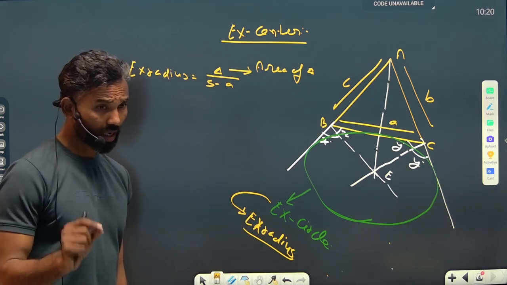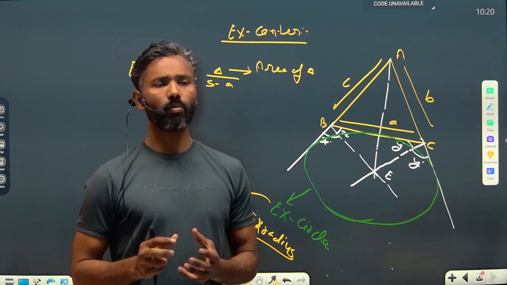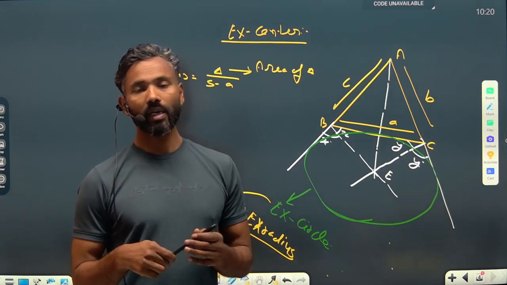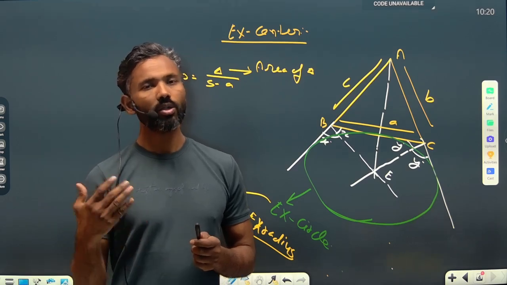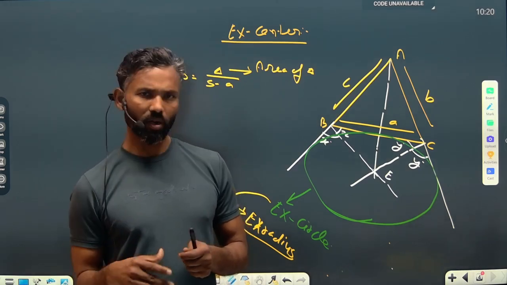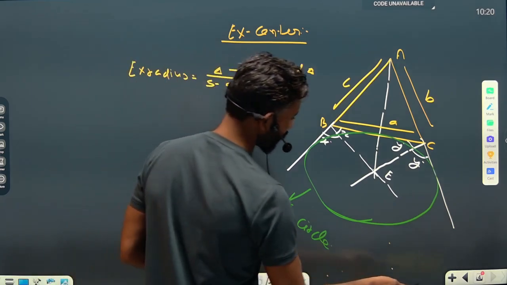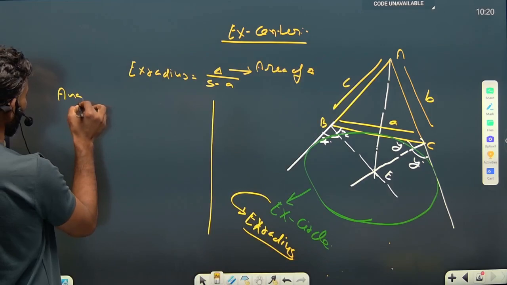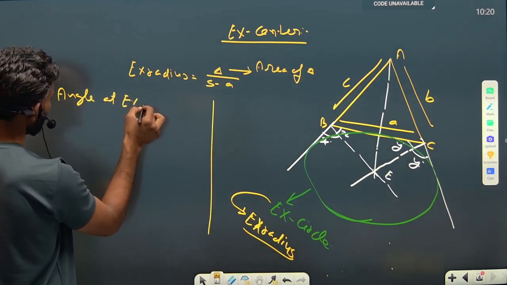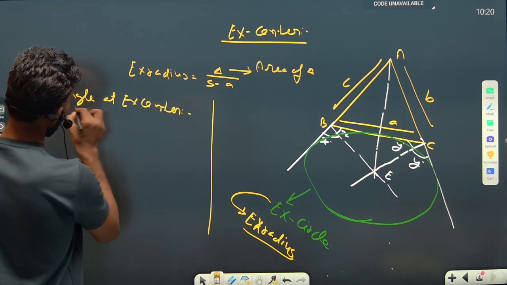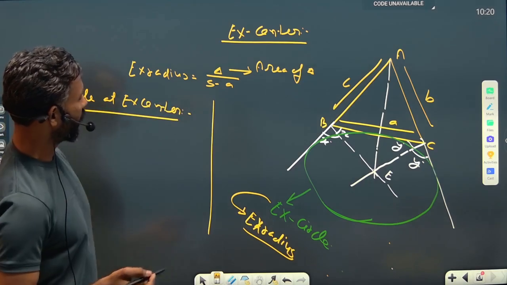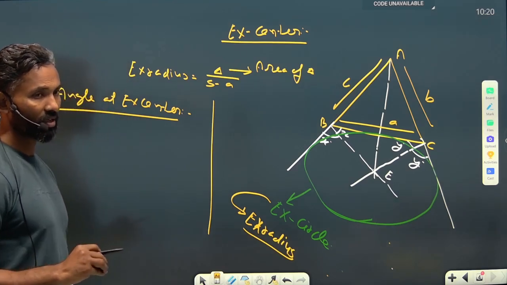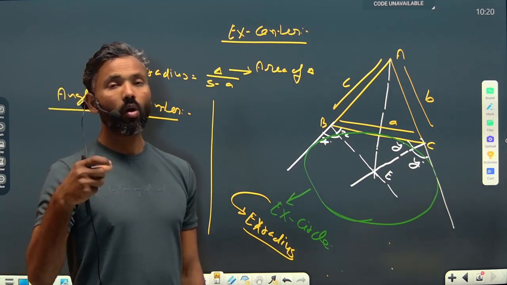I'm going to tell you one more basic property which is quite important for attempting questions that have been asked previously in the SSC pre-examination, SSC CGL pre or CHSL, or many times in CDS, simple kind of questions. Many times you will be asked to calculate the angle at the excenter. Suppose you have to calculate the value of the angle at the excenter. Firstly, you have to recall the value of the angle at the incenter.